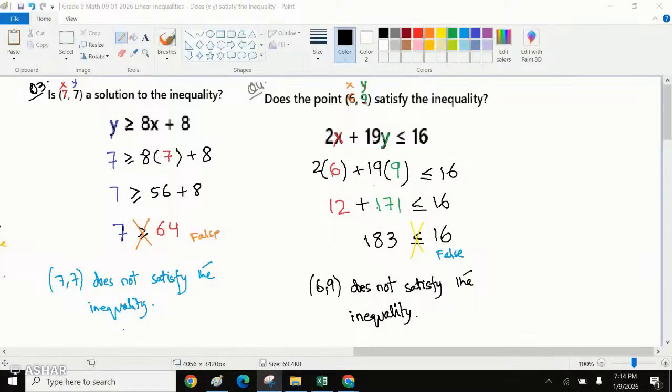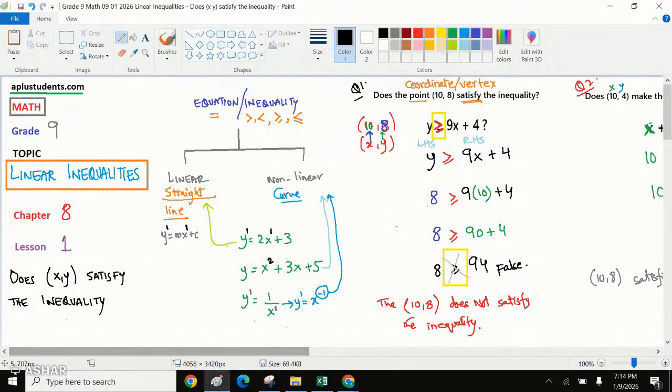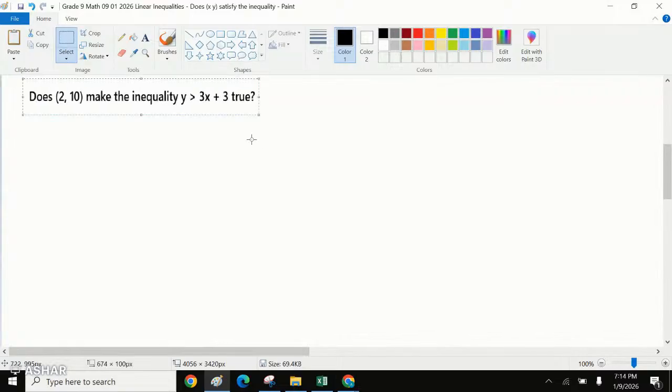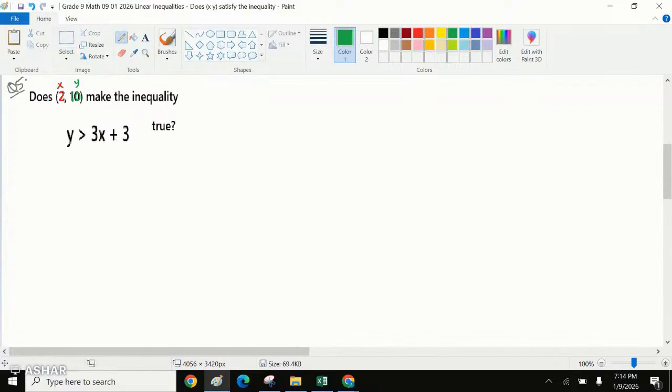Question number 5. The question number 5 that we have says this statement, and I'll just realign this. Is this true or false? They're asking us this. What we do is simply substitute the points. We know x is 2 and y is 10. So we simply start substituting the values of x and y, and let's see whether it's true or not.